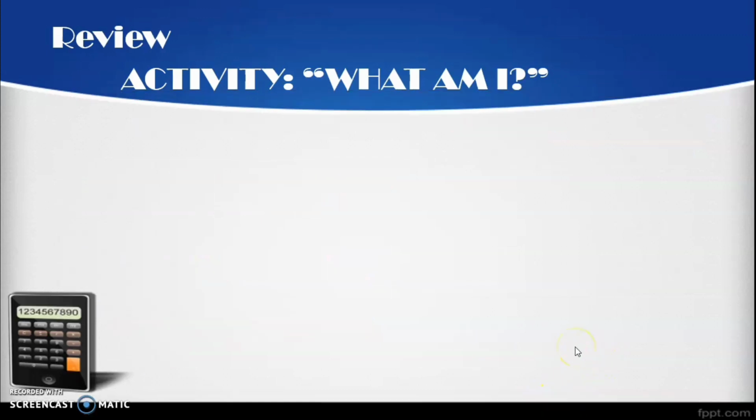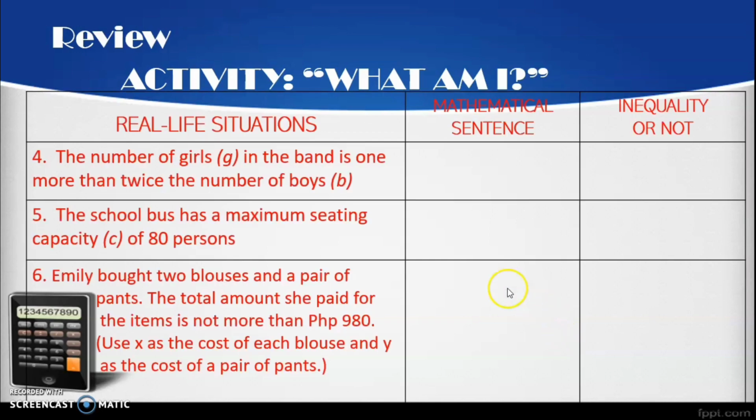Number 4: the number of girls in the band is 1 more than twice the number of boys. The number of girls, G, equals 1 more than twice the number of boys, so 1 plus 2B. So we have G equals 1 plus 2B. This is not an inequality.